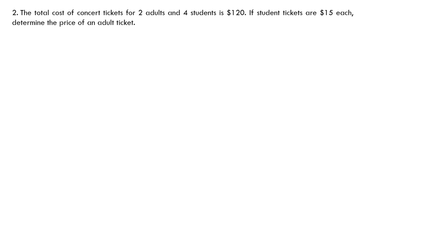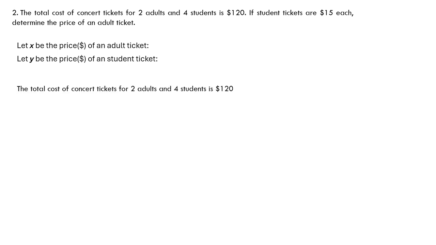The total cost of concert tickets for 2 adults and 4 students is $120. If student tickets are $15 each, determine the price of an adult ticket. Again, with the declarations, X can be the price of an adult ticket. Y will be the price of a student ticket. Actually, we'll probably end up using A for adults and S for students.